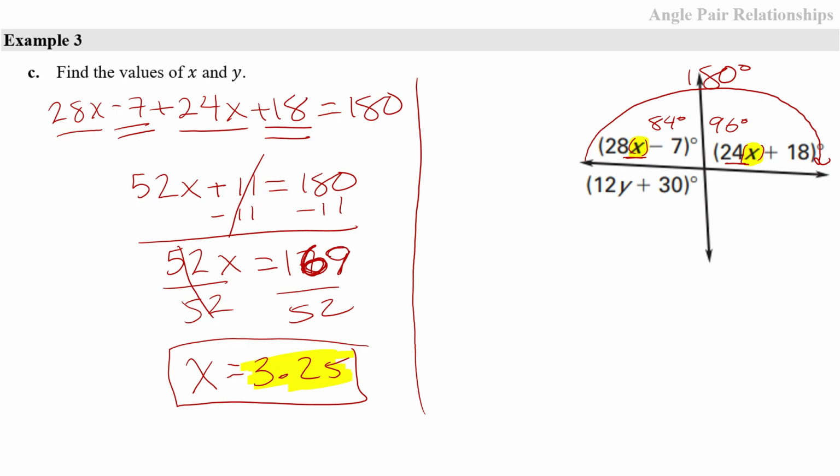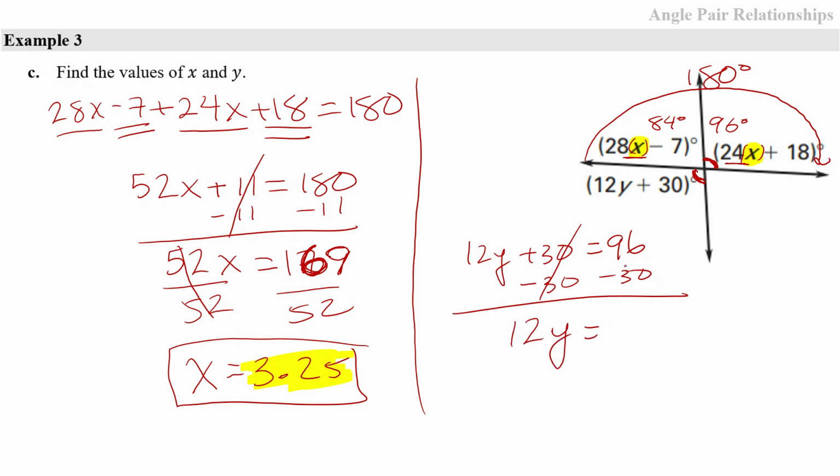Now here on the right side, I'm just going to go ahead and look at these angles here. I like to put things that are equal. It's a lot easier than adding two things instead of them equal to 180. But we know that this angle here, 12y plus 30, is going to equal its vertical angle, which is 96. And then I can subtract 30 from both sides. This will cancel, and I get 12y is equal to 96 minus 30, which is going to be 66.